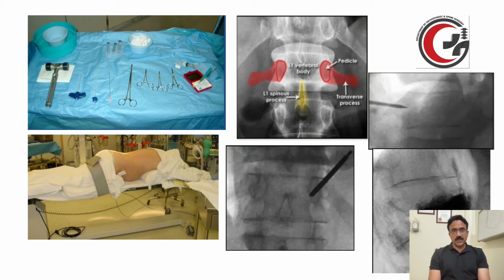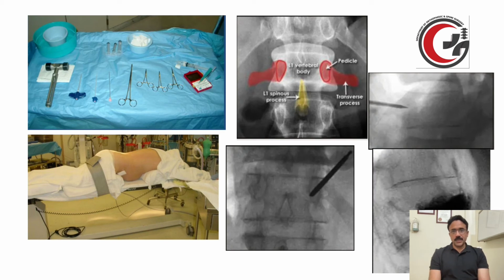First, the fractured vertebra is identified, then the important landmarks like transverse process, pedicle, spinous process and end plates are located. Then the cannula is inserted under image guidance in AP and lateral view. The main aim is to advance the cannula up to the anterior two-thirds of the vertebral body.